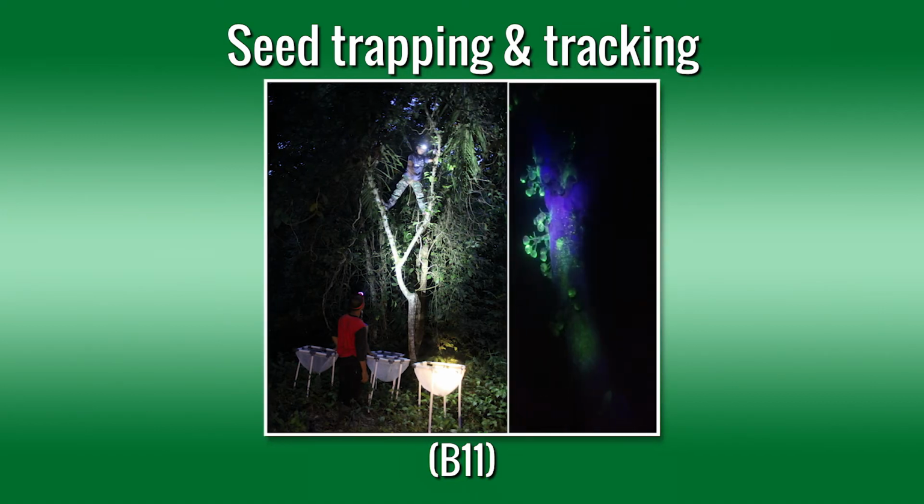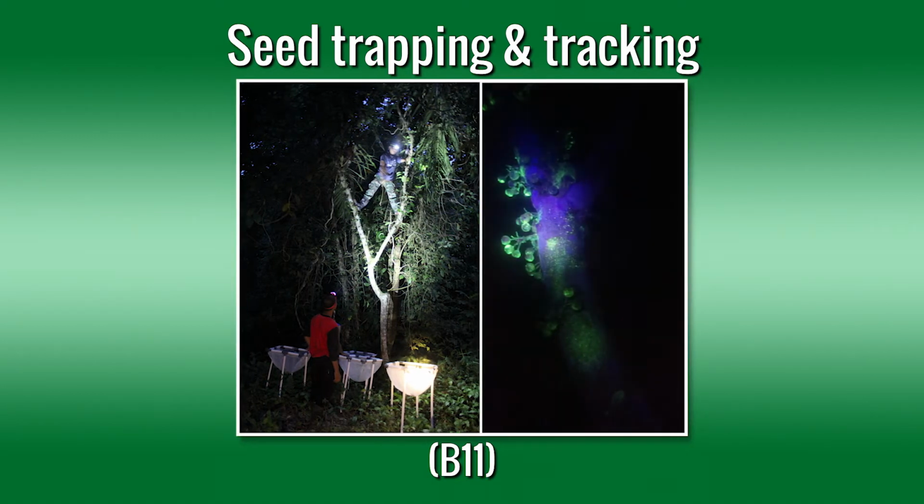With fluorescence powder, we can track the dispersal of target tree species, such as here Ficus variegata, that is dispersed by various animals such as bats, sometimes over long distances. In the future, this will allow us to detect how the experiment plots are connected to each other and to the broader landscape.